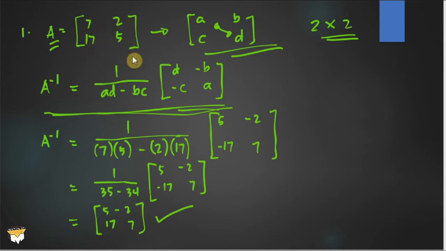So, ano yung inverse niya? We have 5, negative 2, negative 17. This is actually negative 17. And then positive 7. Okay? So, this is the inverse.